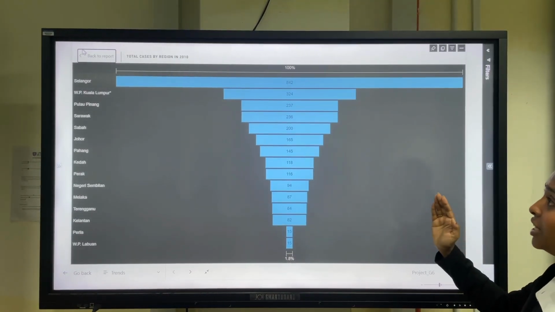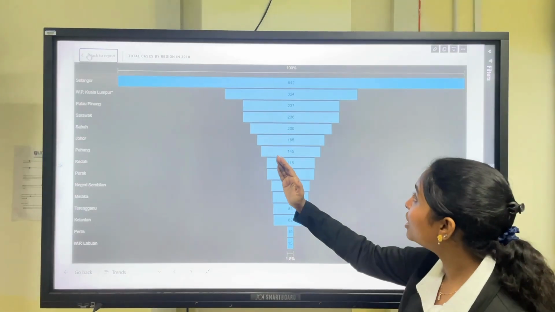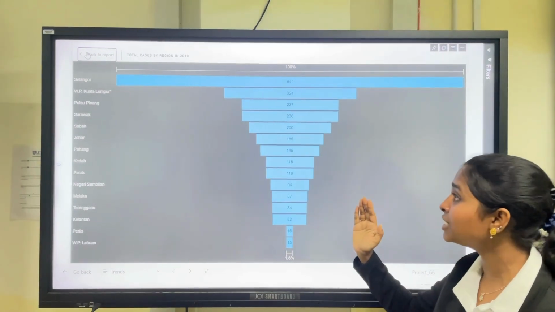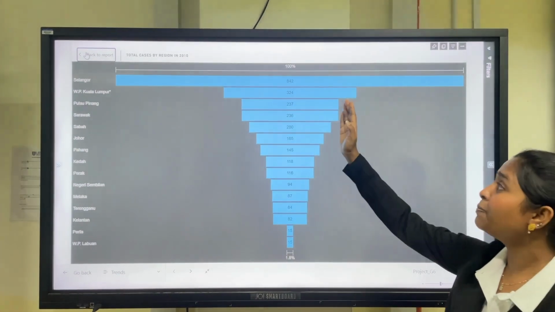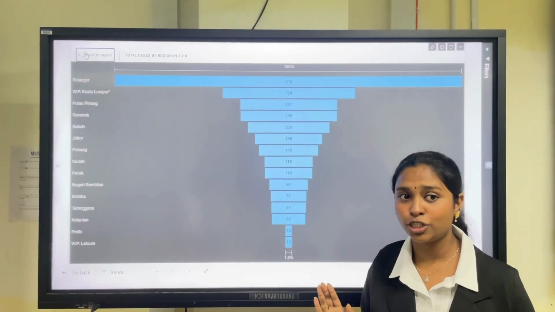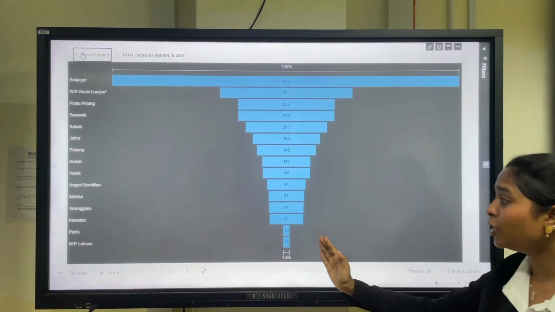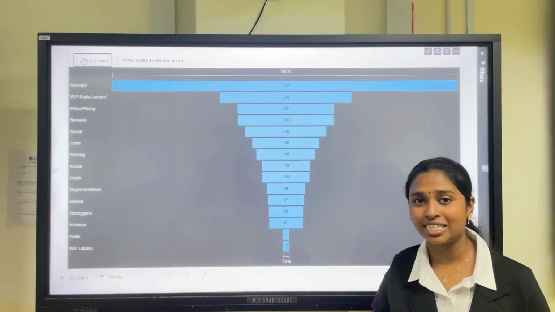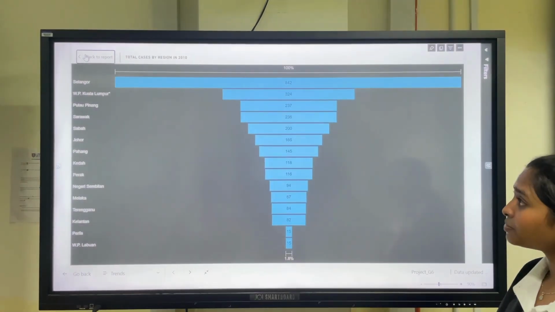According to this chart, Selangor has the highest number of cases related to HIV with a huge number of 842 cases, whereas Labuan only has 15 cases in the past 22 years.